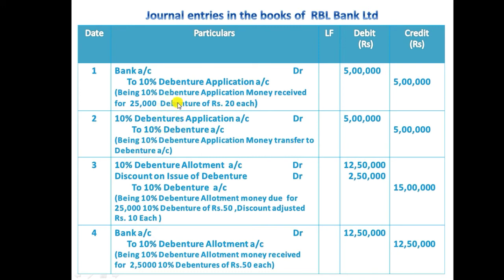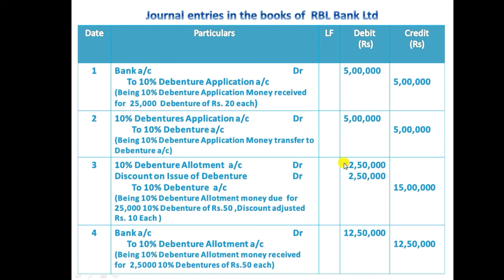After receiving the application, the company will allot the debenture. Once it is allotted, the company will transfer allotment money to debenture account, then the company will collect the money. So third entry, 10% debenture allotment account debit 12 lakh 50,000 rupees. Discount on debenture account debit 2 lakh 50,000. The discount we need to adjust in allotment only. Here we debited the discount since it is a loss for the company. Losses also we need to debit according to American approach.